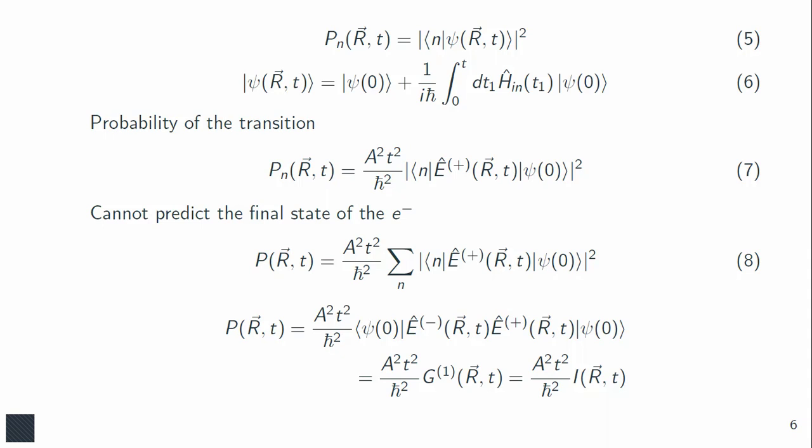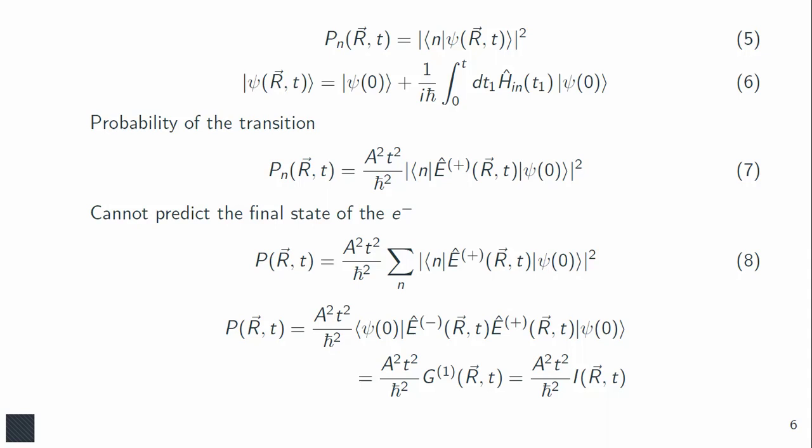So we have electrons in psi 0 state at the initial time, and they are absorbing the field, and the probability of finding them in state n later could be calculated by equation 7. So we do not know in which state the electrons are lying, so we have to take the sum over n, and we end up with equation 8.